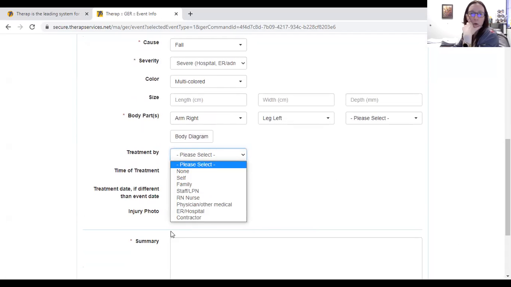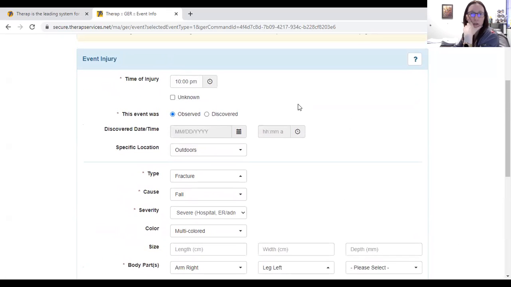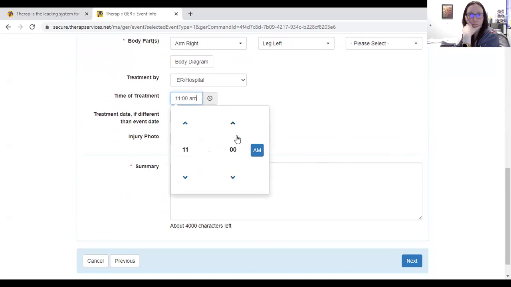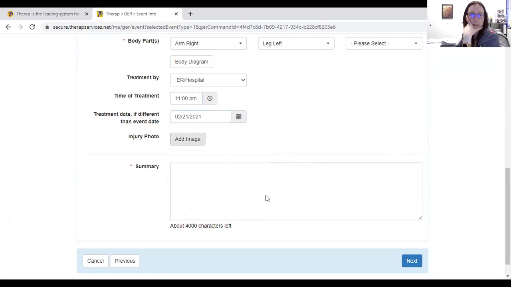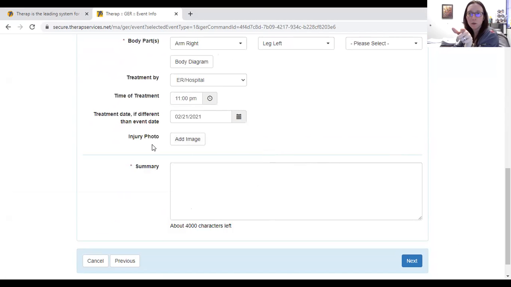All right, so let's go ER hospital for treatment. What time did we say the injury happened at? 10 p.m. And we're going to say we obtained treatment by 11 p.m. And that's going to be on yesterday's date.